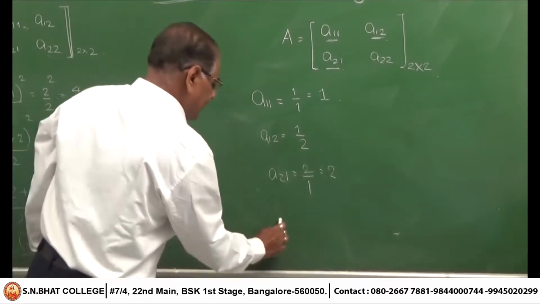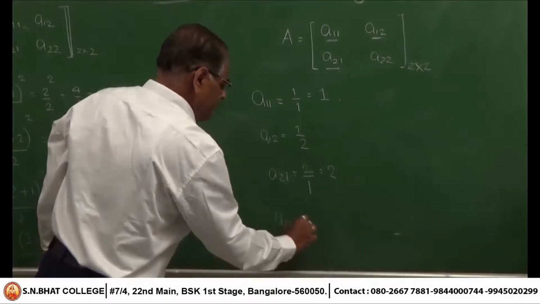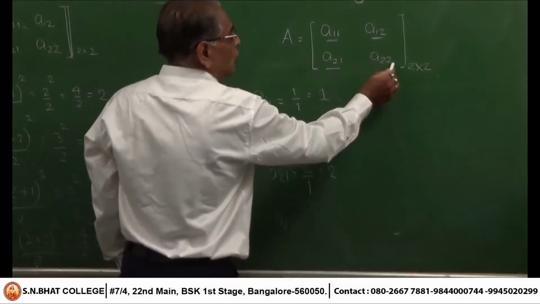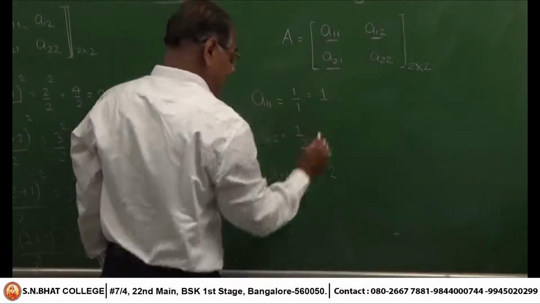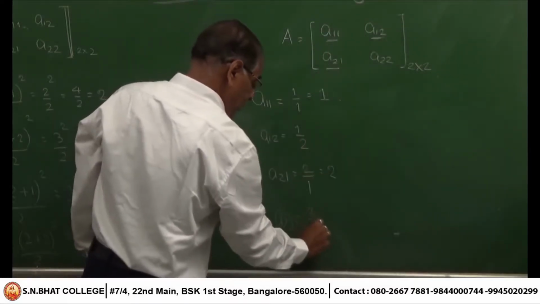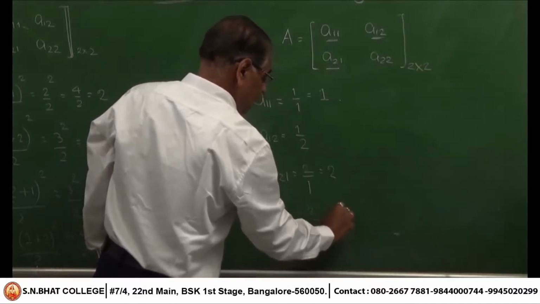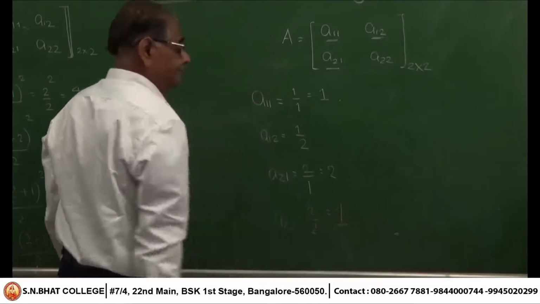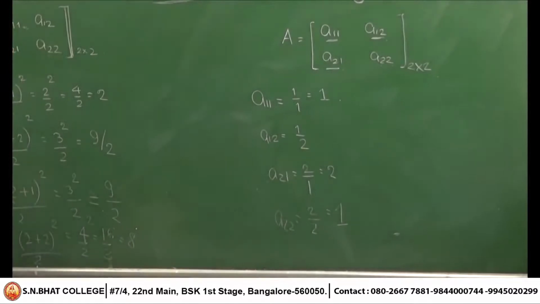Next, A22. i is 2, j is 2. This is 2 by 2, nothing but 1. 2 by 2 is nothing but 1.